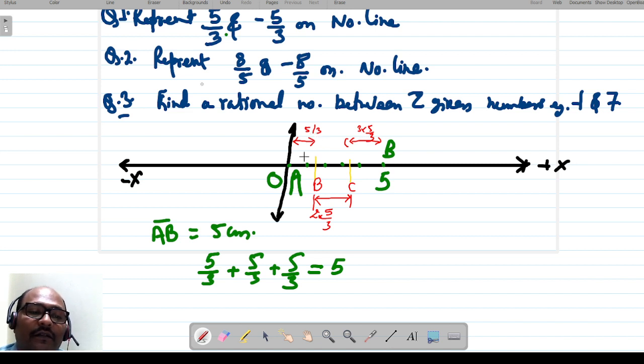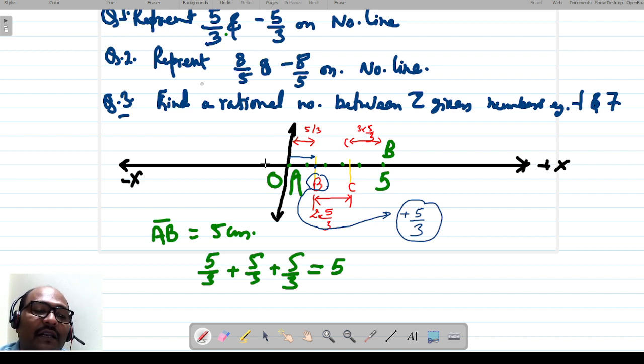The distance 5 by 3 is from A to B, that is this distance. I will mark it. This one, this is B. So B is a point which is plus 5 by 3. I hope you got the concept behind this, right?